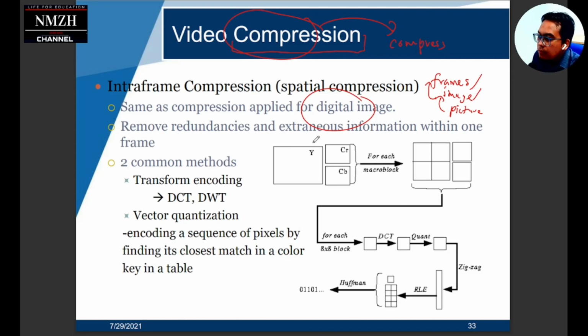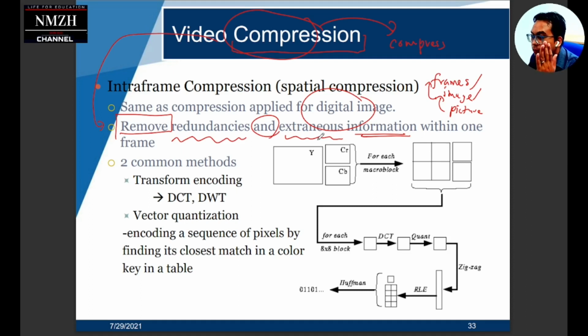The most important thing in video compression is to remove redundancy and extraneous information, which is the keyword in compression, within one frame. Since we define video as a sequence of frames, a sequence of images, the images are arranged from the beginning to the end in order to move. Later on we will talk about frames per second. I'll stop here, and maybe we will discuss it in the next slides.